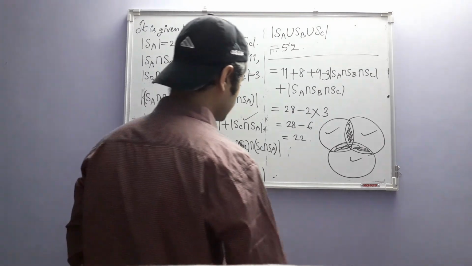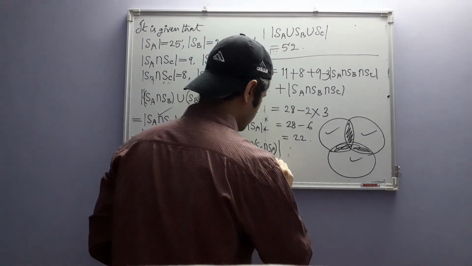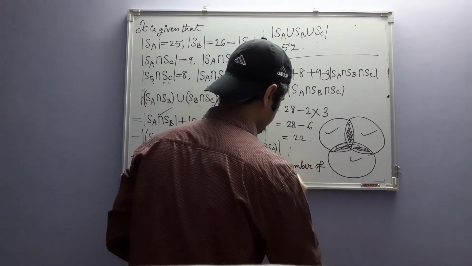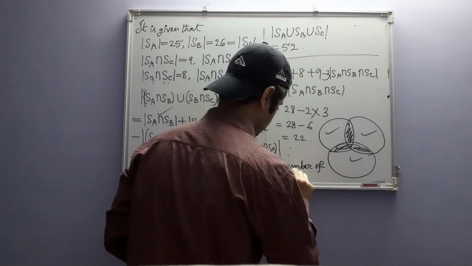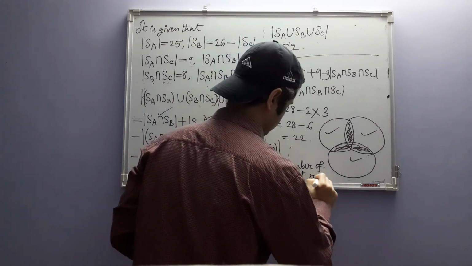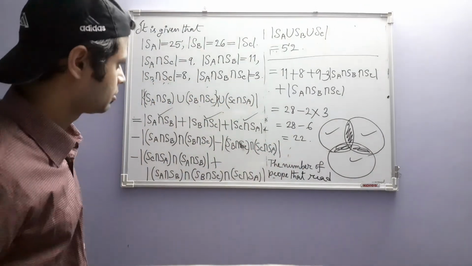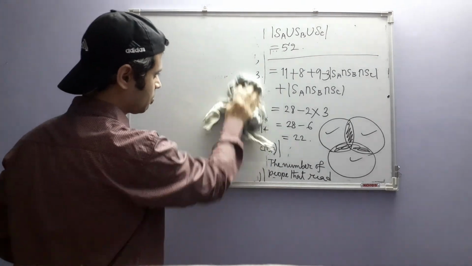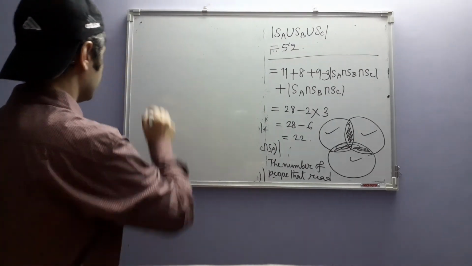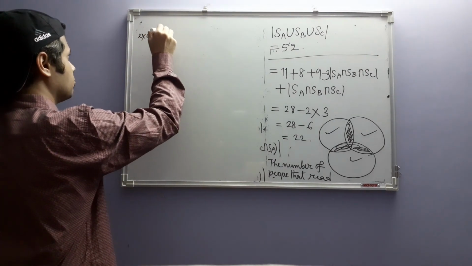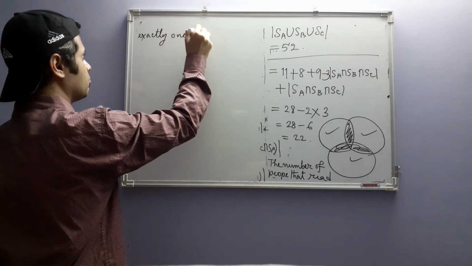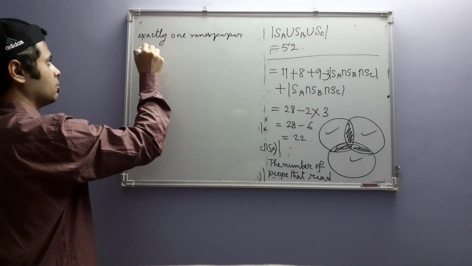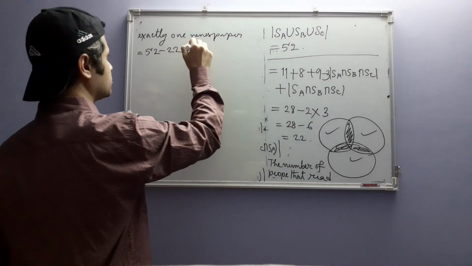Okay, so hence the number of people that read exactly one newspaper is equal to 52 minus 22. So this is 30.